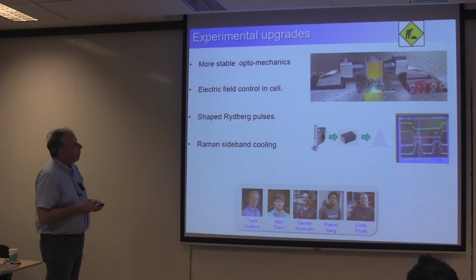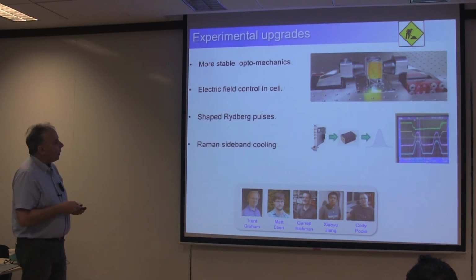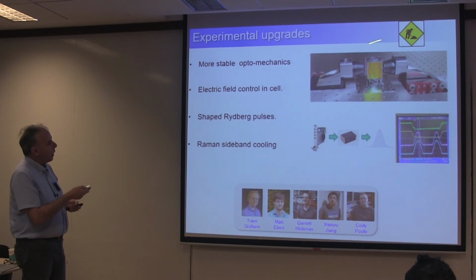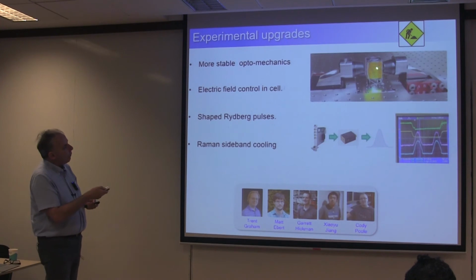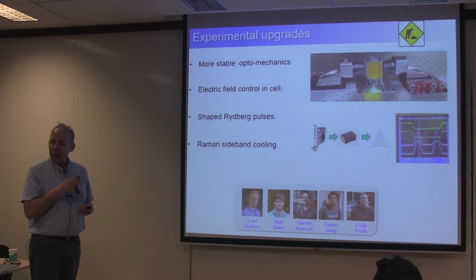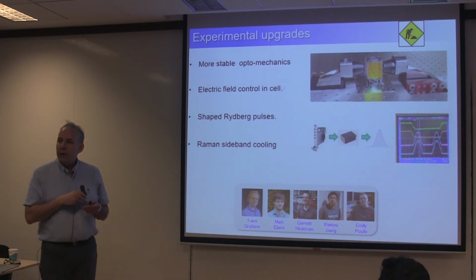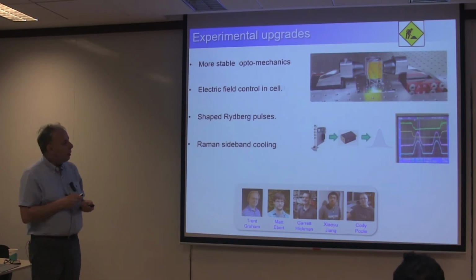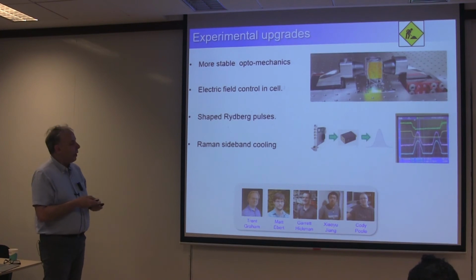Okay, so what we're currently doing in my lab is working on improving everything to make these gates have higher fidelity. We've put in place some more stable optomechanics. This is one of our most recent cells. This yellow color is the anti-reflection coating on the cell. If you look closely, there's some wires coming down the sides of the cell here.